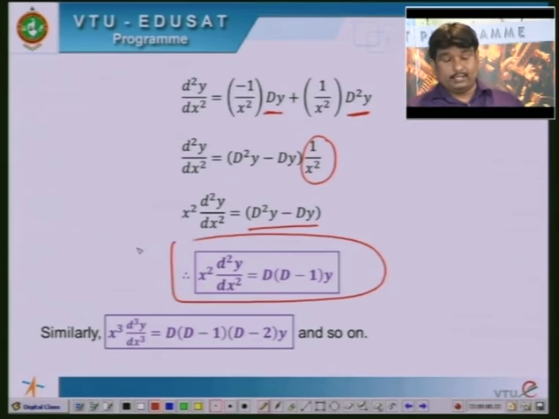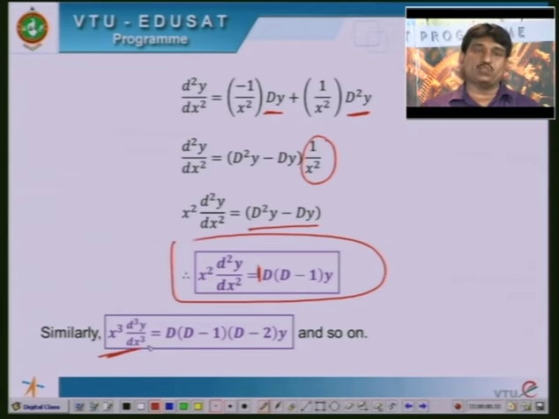What is it? This is a term with variable coefficients. Now you have the corresponding transformed term whose coefficient is 1, which is a constant. Similarly, the third order term x cube into d cube y by dx cube can be written as d into d minus 1 into d minus 2 into y, and so on. So, using this substitution, you can convert the given differential equation, which is of variable coefficients, to an equation involving constant coefficients.